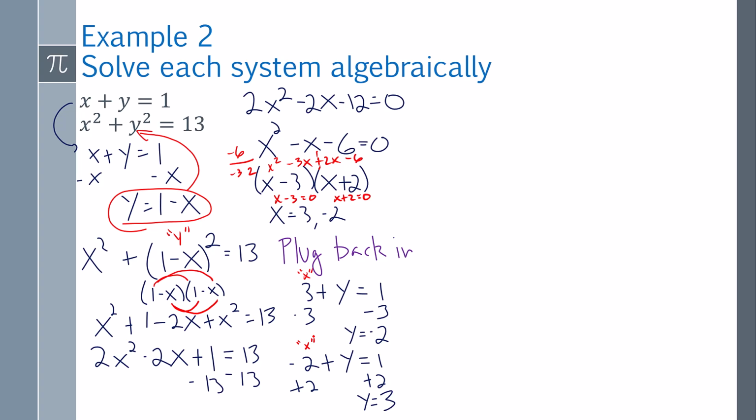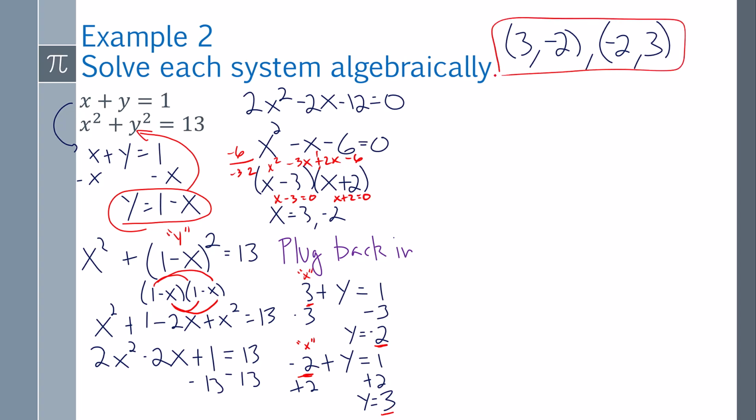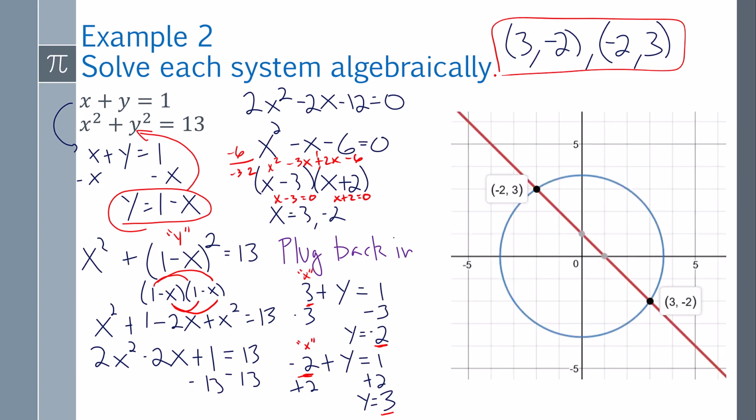And so now I can write my points. When I plugged in 3 for x, I got -2 for y. So there's my first point. When I plugged in -2 for x, I got 3 for y. And so there's my second point. And there's my answer. Now visually, those are the points that we found. So if I put those in a calculator to see what that looks like and see where they intersect, well, we just found those algebraically.